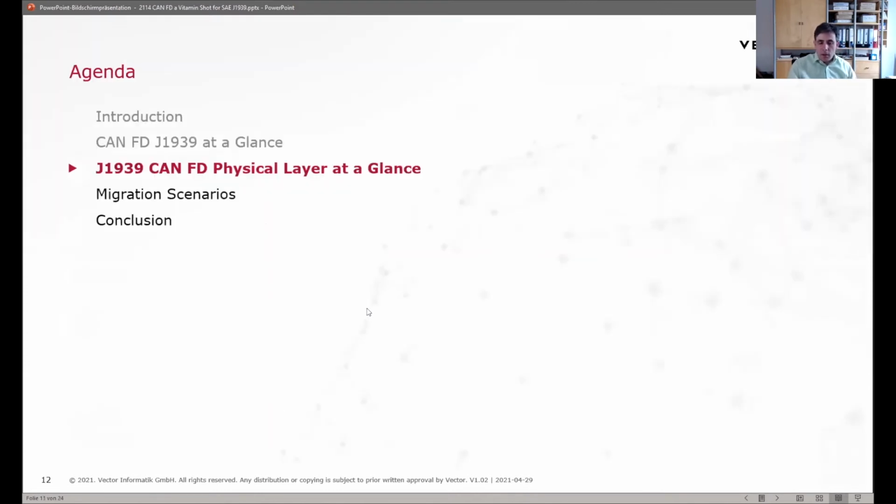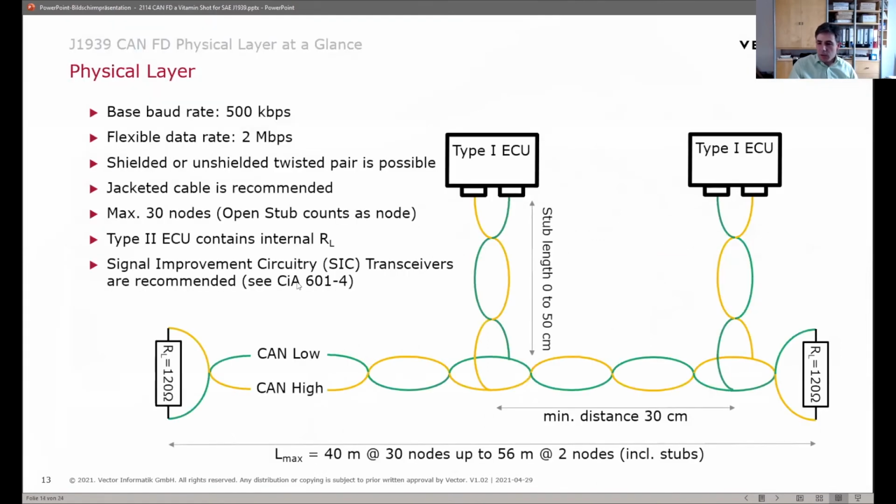And then, those are the major changes at the protocol level. And then we have also changes on the physical layer. I have summarized this on one slide here to just give you an overview. So this is what you will get. We have a physical layer. It looks pretty much the same as the classic one. We have the arbitration baud rate of 500K, and the fast data rate of 2 megabits.